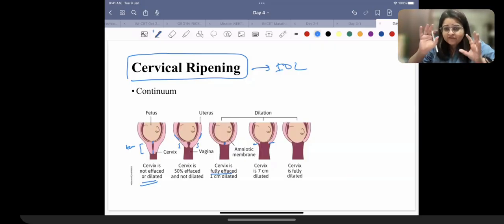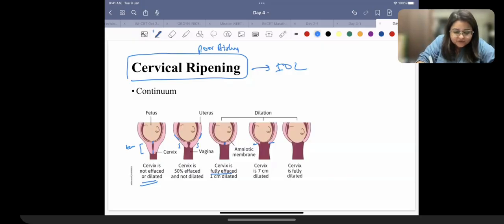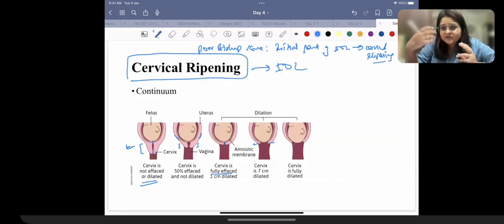In patients with a poor Bishop score, the initial part of induction of labor is called cervical ripening. If we induce a patient with a Bishop score of 0, the labor pains will not start immediately. The initial 12 to 24 hours will go in ripening the cervix, in improving the Bishop score. And then she will go into labor.